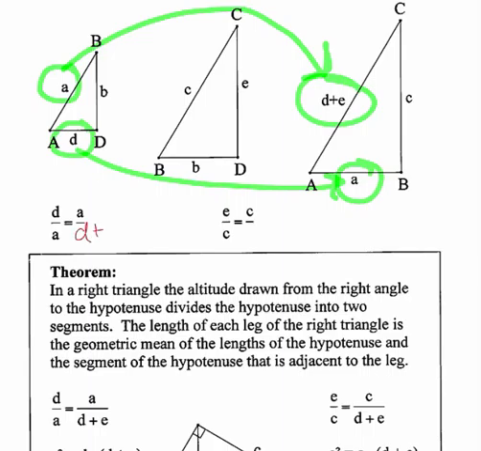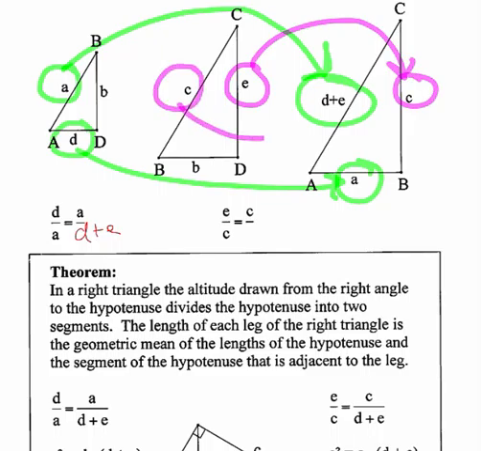plus E. So you've got to be careful here because D plus E was representing the entire hypotenuse, those two pieces added together. Well, I have a similar relationship when I look at the medium triangle. If I compare E to C, and then I come back and compare C, the hypotenuse, to the hypotenuse D plus E, I get another geometric mean, and both of them use D plus E.